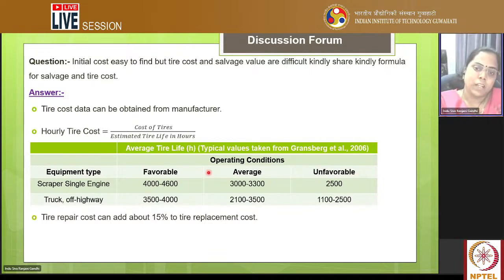And obviously you can see the tire life will vary depending upon the machine. The machine which is highly mobile will have lesser tire life. Similarly, a machine which is put in very unfavorable working condition, rough conditions, will have lesser tire life. These data are available in the literature and also from the equipment handbook. And for the tire repair cost, you can just add 15% to the tire replacement cost. These are just some basic guidelines which you can follow.